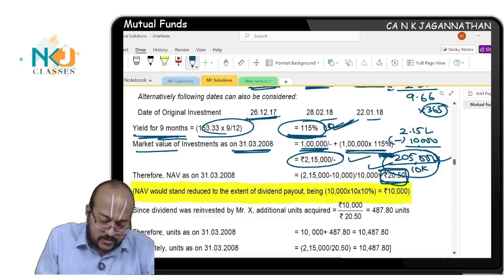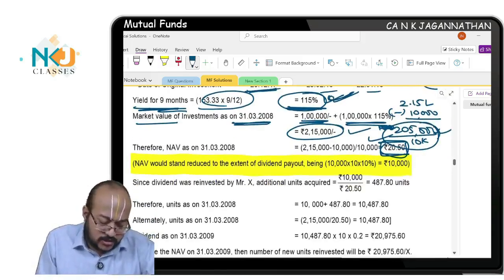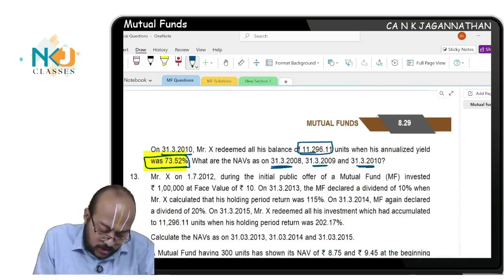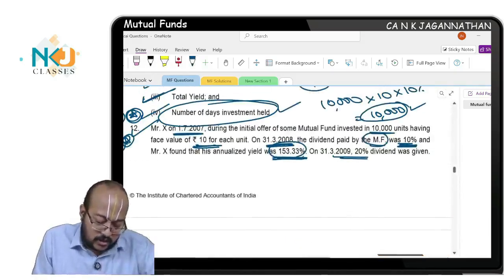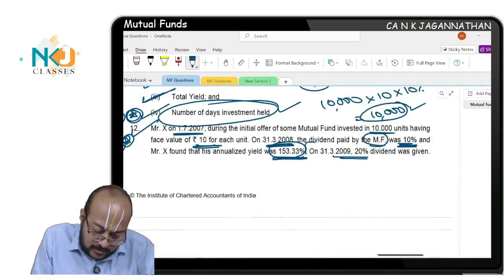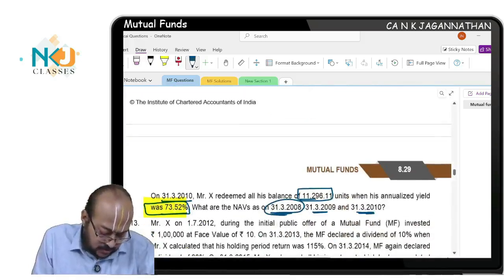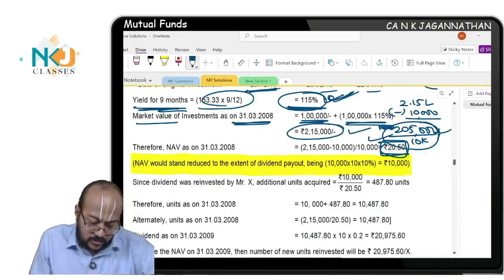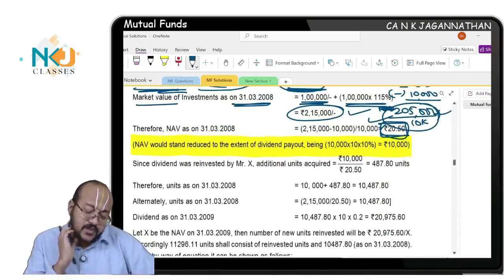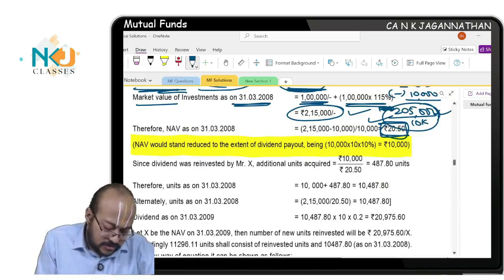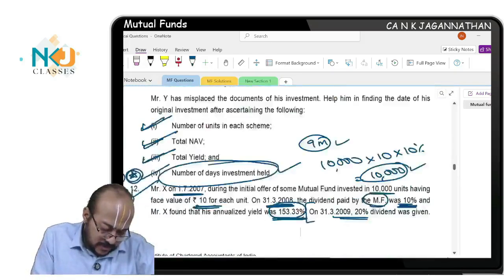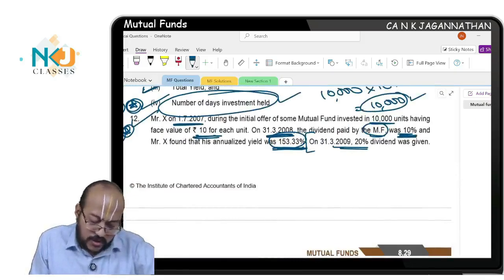Okay. Next, this is now, 10,000 units. Now see what they are asking. So NAV as on 31/3/2008 is done. Now what they are saying is on 31/3/2009, 20% dividend was given. 20%, how much is the dividend given? 20%. See, what they have done is that, since this is a dividend reinvestment scheme, they have assumed that, okay, this is a dividend reinvestment scheme.